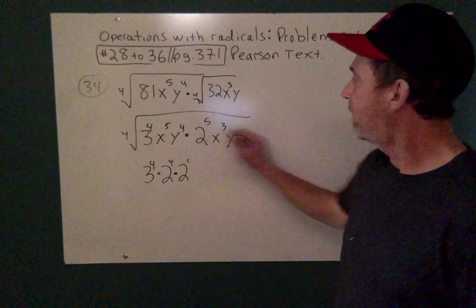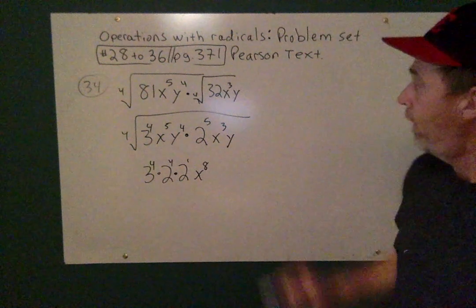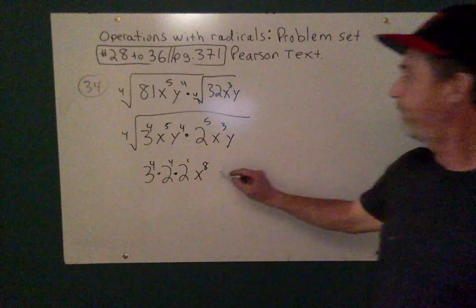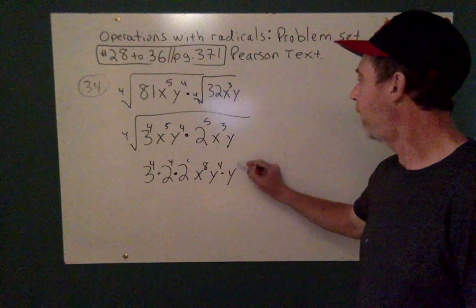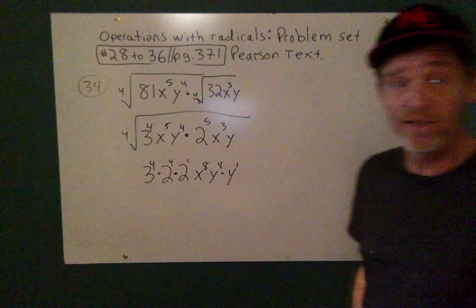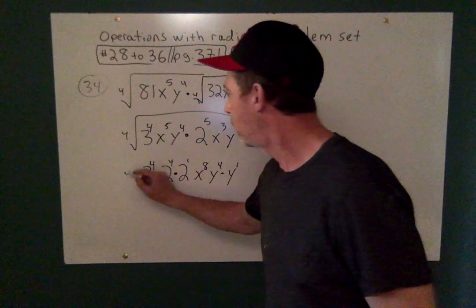Then we have the x's. That's x to the 8th, because we add exponents when we multiply. And then we have y to the 5th, which is y to the 4th, times y to the 1st. In fact, I'll leave it as it stands, because I already have a 4 divisible. 4th root.